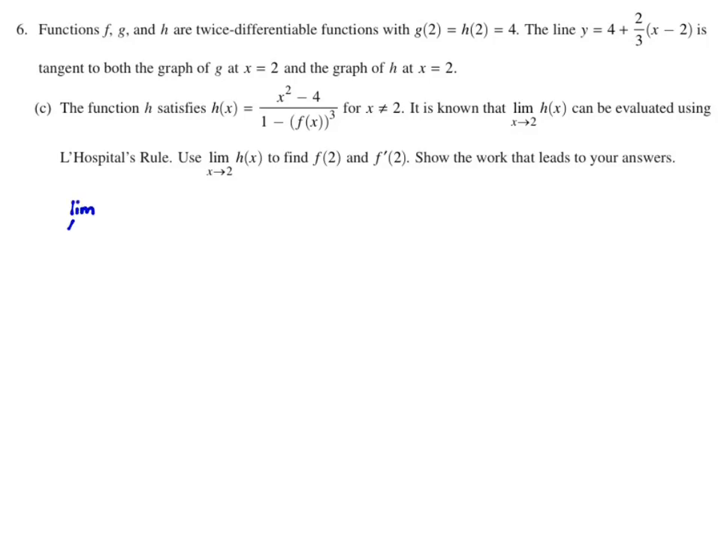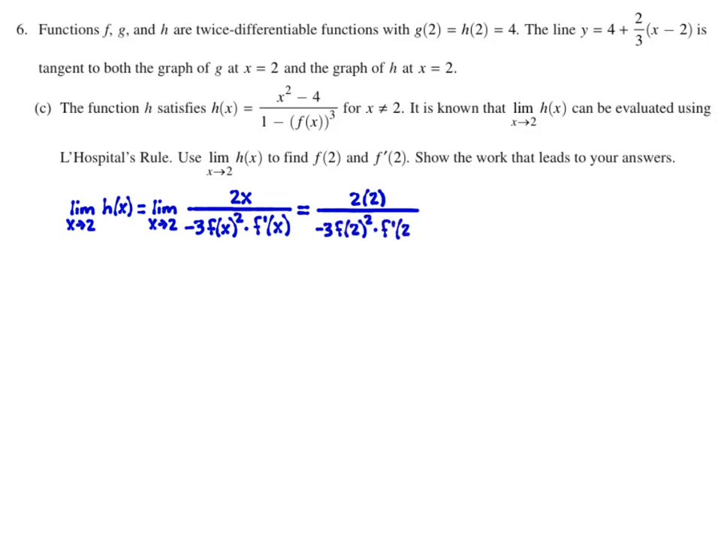So the first thing I did was I said the limit as x approaches 2 of h of x is going to be equal to the limit as x approaches 2 of the function that it gave. That is going to be equal to the limit as x approaches 2 of the derivative of the top over the derivative of the bottom, because L'Hopital's rule applies. So that just made sense to me. Now to check this limit, I'm going to plug in 2 and figure out where that leads me. And so I end up with 2 times 2 over all of this. Now that's all fine, but I can't simplify that any further because I've got an f function in there and an f prime function.